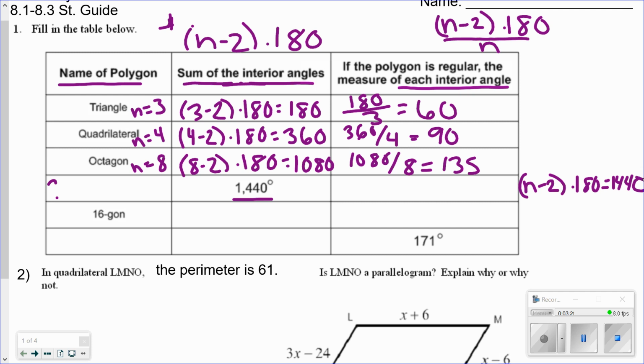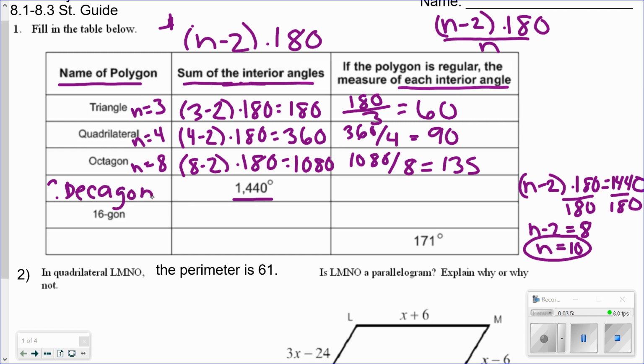What's my first step here? Well, I need to divide by 180 on each side. Divide by 180. That gives me that n minus 2 is equal to 8. Then I need to add 2 to each side. We end up getting that n is equal to 10. So what is a 10-sided polygon? It is a decagon. So decagon.